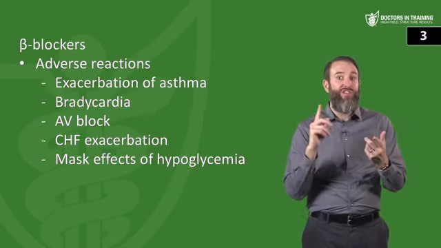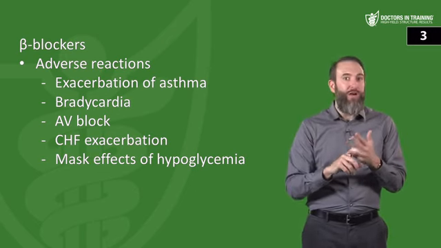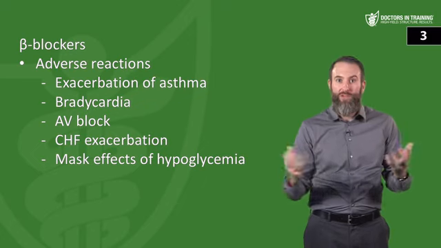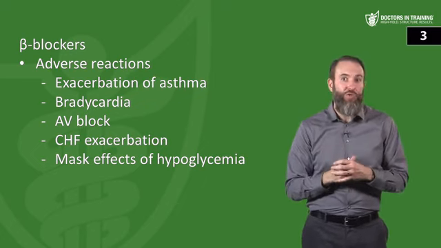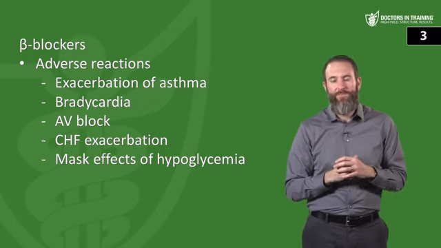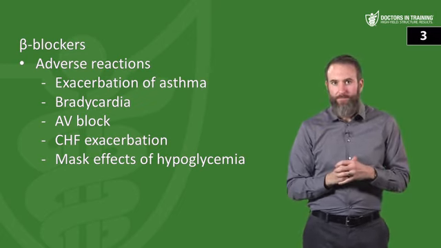They include exacerbations of asthma, also bradycardia. AV block can get worse with these, CHF exacerbation. Also remember that beta blockers can mask the effects of hypoglycemia, so be careful with your diabetic patients. Now the treatment for beta blocker overdose is glucagon.